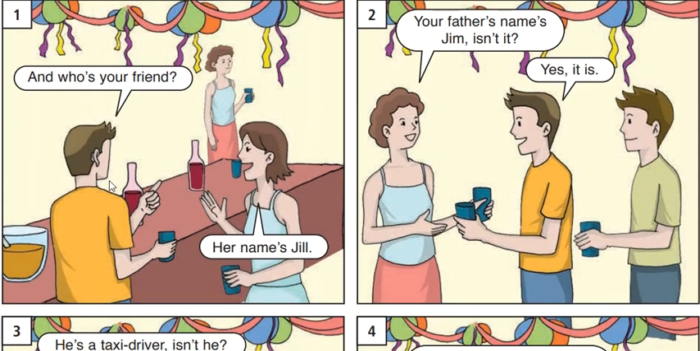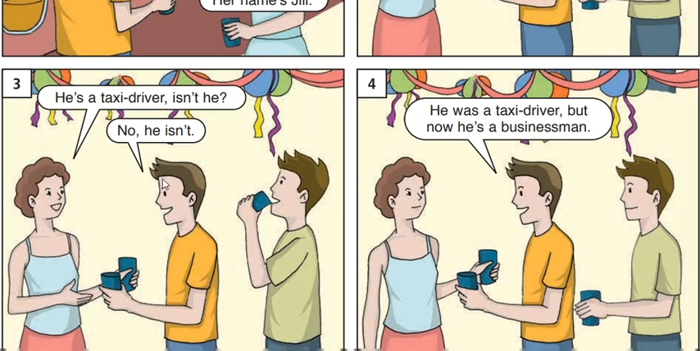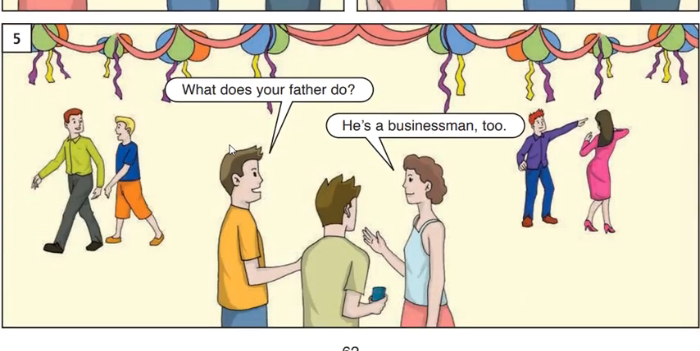Picture 1. Who's your friend? Her name is Jill. Picture 2. Your father's name is Jim, isn't it? Yes, it is. Picture 3. He's a taxi driver, isn't he? No, he isn't. Picture 4. He was a taxi driver, but now he's a businessman. Picture 5. What does your father do? He's a businessman too.